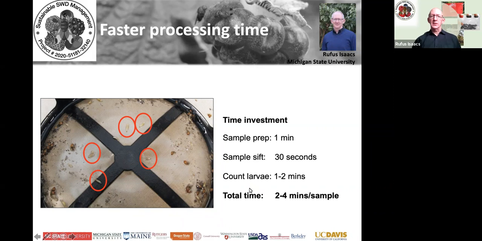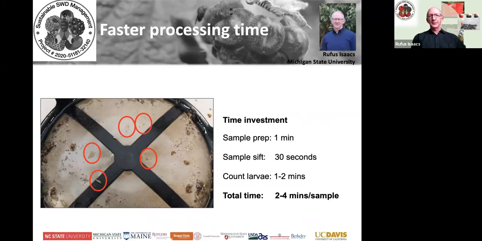And we've counted, Steve's counted the amount of time it takes to run these samples. So this is putting the fruit into the liquid and then running it through the sifter and then the counting. On average, it's 2 to 4 minutes per sample. You, of course, also have to build in the 30 minutes in the liquid if you do that, and the time sampling.